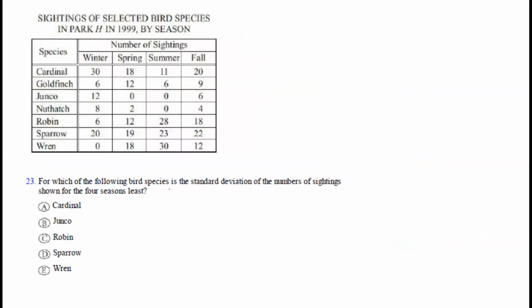Now, for which of the following bird species is the standard deviation of the numbers of sightings shown for the 4 seasons least? So let's make a number line. For cardinal, it's 11, 18, 20, and then 30. Again, there's a lot of deviation over here. Let's do it for goldfinch. It is 6, 12, and then again 6, and 9. So 6 is coming twice over here.